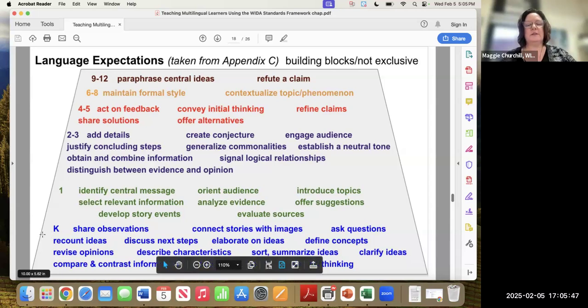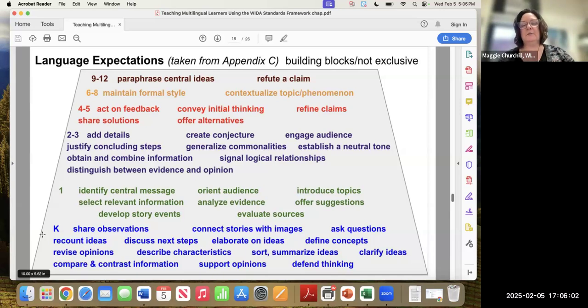They have to share observations. They have to ask questions. They have to recount ideas. They have to define concepts, say what something is, right? What is the sun? That's defining a concept. And they have to support an opinion. So these are the big things that we ask kids to do in kindergarten.